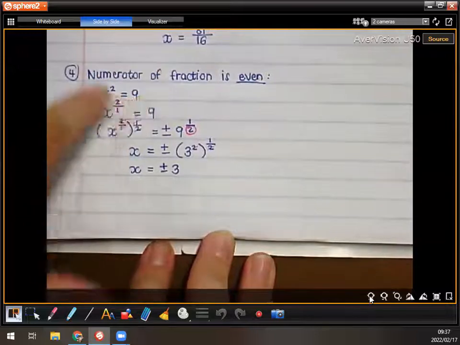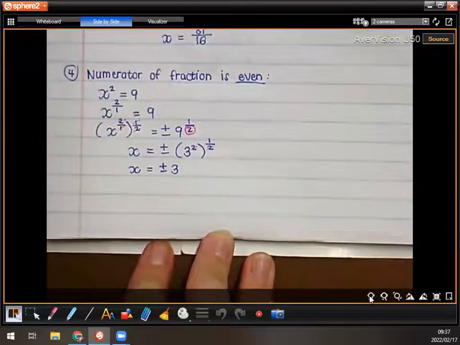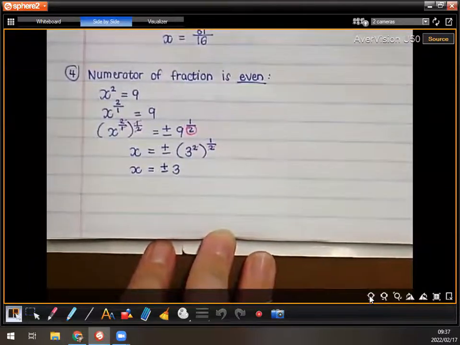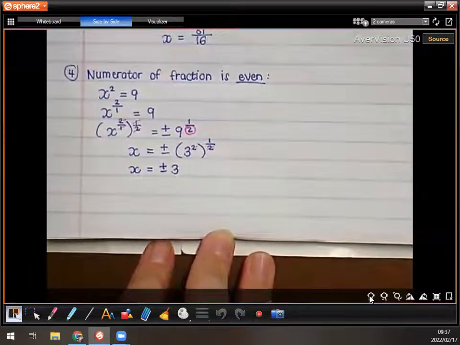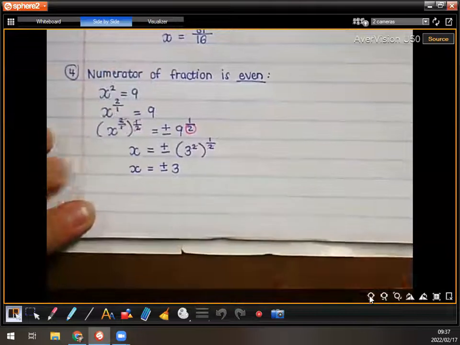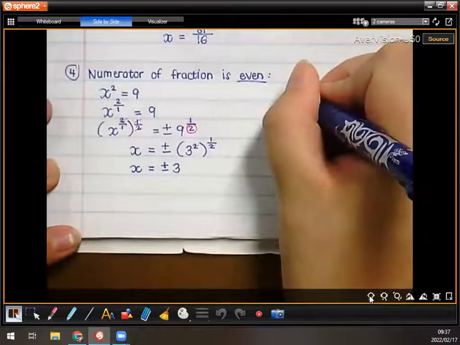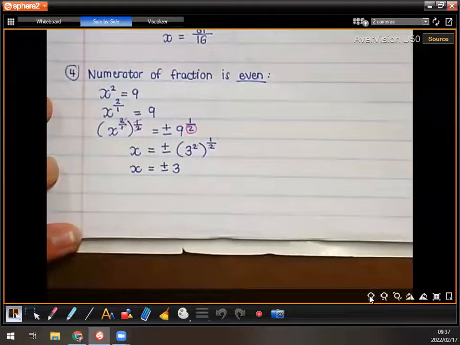How would we have solved this before? You didn't know the things because I've just shown you the second now. Yes. Yes, exactly. Yeah, correct. So it won't work if this was like a 2/5 or something. Okay. So the numerator is even, yeah, but it might not always work.